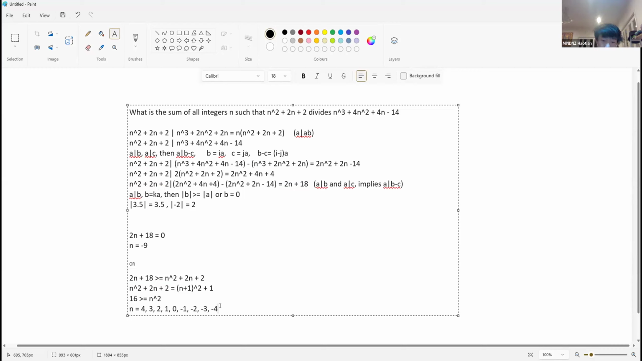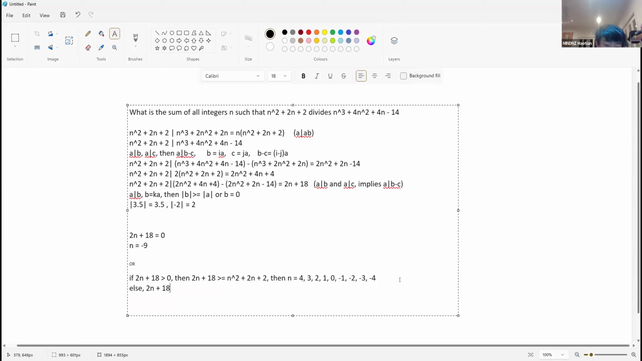Let's see. Change actually. So if this is positive, then we know that 2n plus 18 has to be bigger than n squared. Then if 2n plus 18 is bigger than 0, then 2n plus 18 has to be bigger than or equal to n squared plus 2, which then means n is equal to 4 or 3 or 2 or 1 or 0 or negative 1 or negative 2. Yep, so then we got to try those.